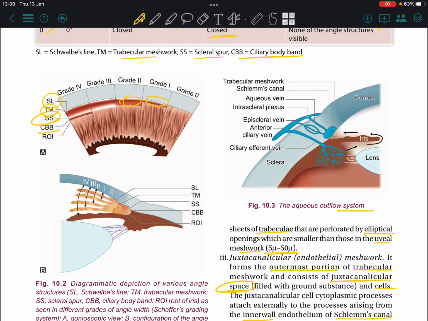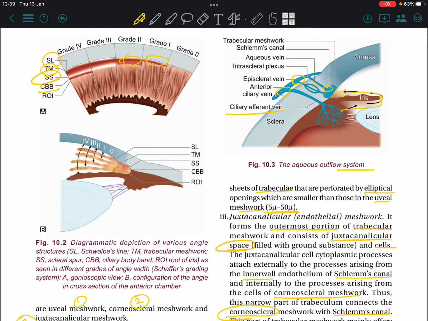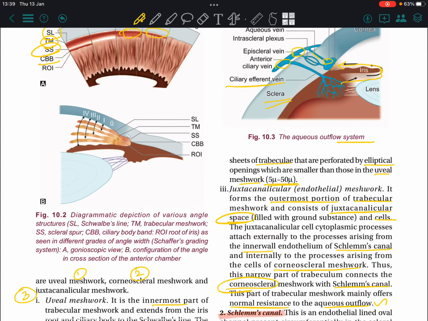The aqueous outflow system: from the ciliary body, the aqueous humor arises and flows through the pupil and iris, and then it comes out through the trabecular meshwork. This is Schlemm's canal. Here it drains through the aqueous vein and intrascleral plexus, episcleral vein, and anterior ciliary vein, etc. This is sclera. So this is the aqueous outflow system.